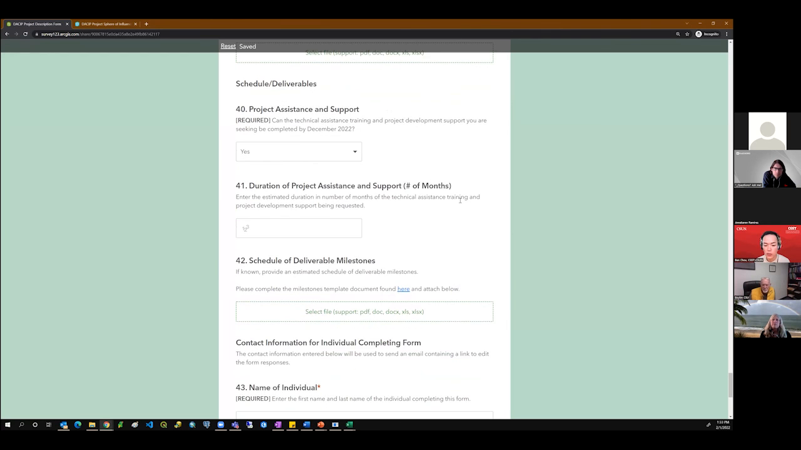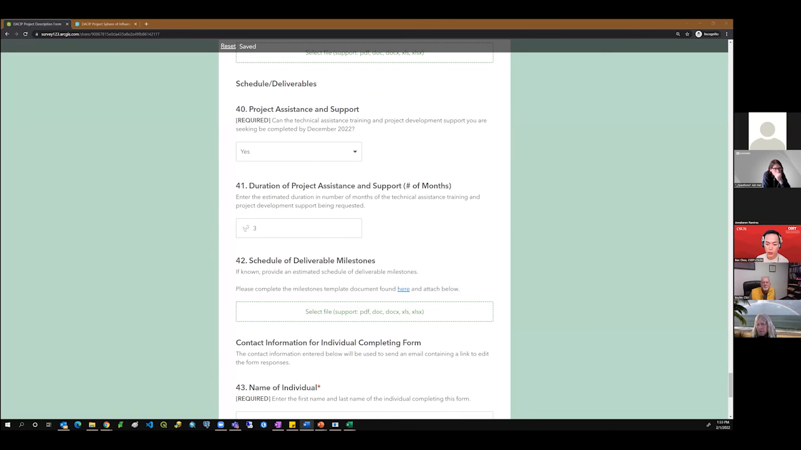And then question 41 is asking for the estimated duration in months of either the technical assistance training or project development support being requested. Again, we know that the site assessment would take 3 months, so we're going to enter 3 for question 41.